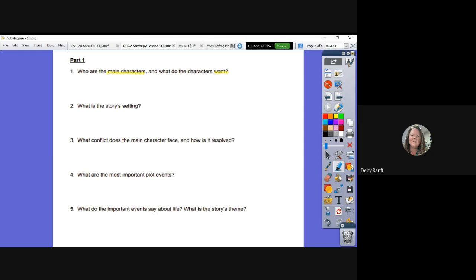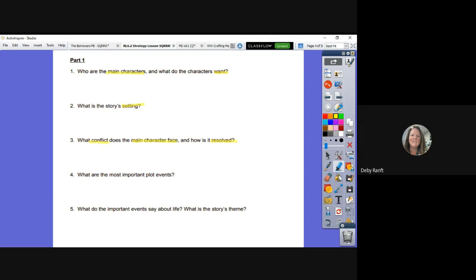Okay. How about number 2? What is the story setting? Do we even need story? Now, we just need to remember to talk about the setting. Right? Number 3. What conflict does the main character face and how is it resolved? What are the important parts of that question? Conflict. And resolved. And who's facing it? The main characters. Okay. Good.